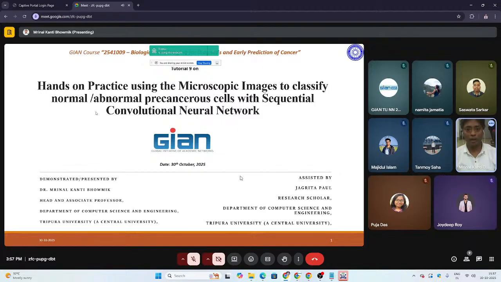VGG, that is called Visual Geometry Group's deep neural architecture. She will describe it today, and I think it is a very valuable talk, with some programs, how to write the program, and some demonstration. It was developed by the University of Oxford team in 2014, I think. So I'm requesting Jagrita to start this session.